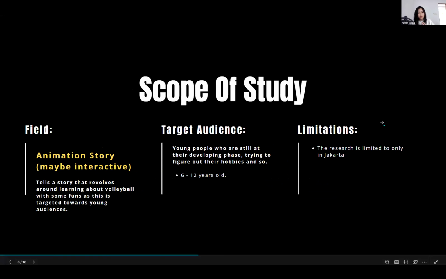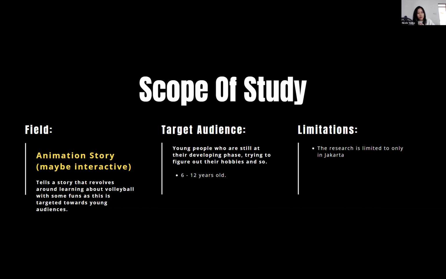For the scope of study, I was planning to create an animation story, which might be interactive. I'm still debating whether it should be interactive or not. But I'm planning to make a story that revolves around learning about volleyball with some fun and comedic skits, as this is targeted towards young audiences. The reason I picked young audiences is that young audiences, at least at the age of 6 to 12, are still in their developing phase, trying to figure out what their hobbies are and so forth.